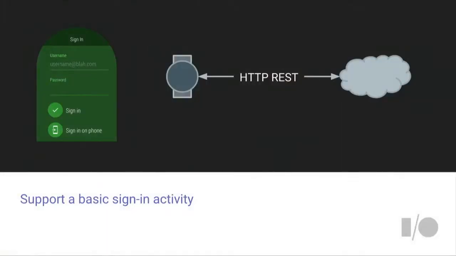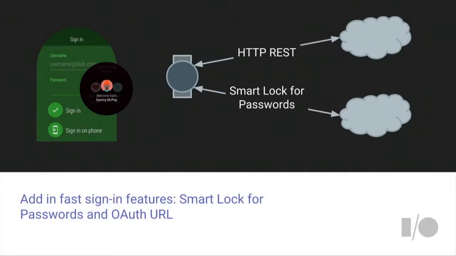OK, so we're going to have to make this user sign in. We could make an anonymous chat, but we won't. That means we're going to start with a basic sign-in activity, with a username and password as our two blank boxes. But then we're going to add some fast sign-in features.